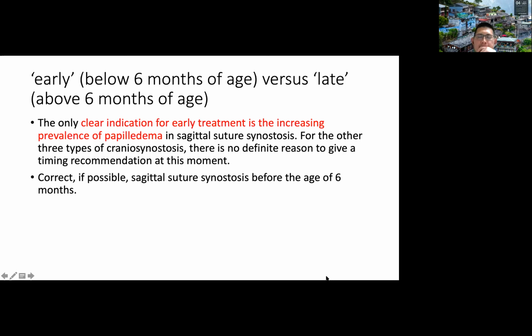Okay. But for the other types of single suture craniosynostosis, there's a very low chance of papilledema before the age of 1 year old. So they don't have a recommendation on the surgical timing, because probably there's no difference if you do it earlier or later, about the IQ of the patients.